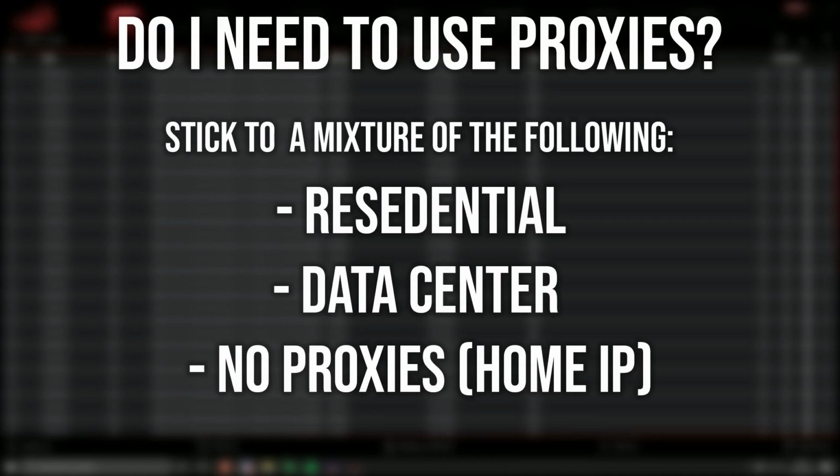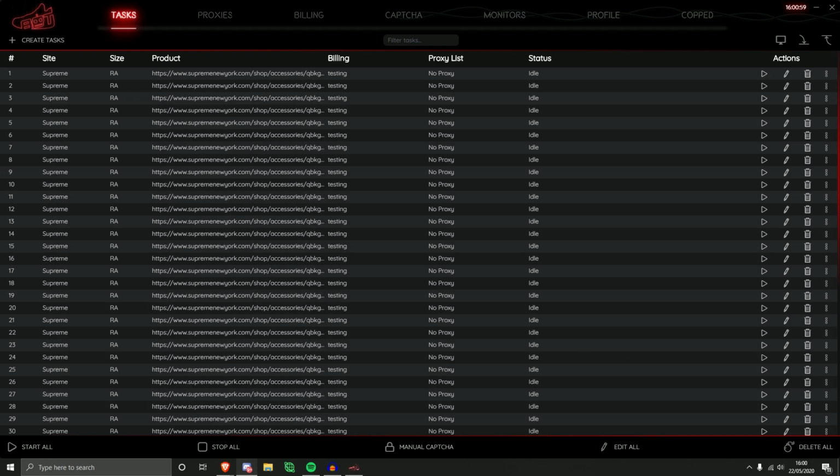So the first question I do want to cover, do I need to use proxies? Now when it comes to proxies, some will give more card declines than others. However, in general, you should stick to a mixture of residential and data center proxies alongside some tasks with no proxies, meaning they are run on your home IP address. One thing to note, the best proxy setup will be discovered in time, so it is a good idea to run through a mixture of proxy ratios and learn what is best for you.